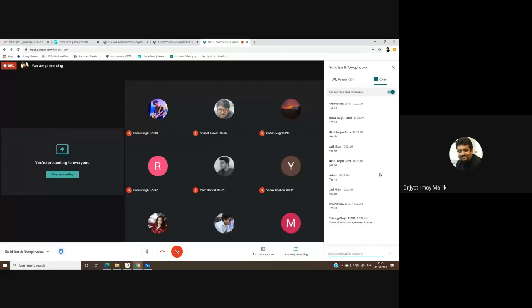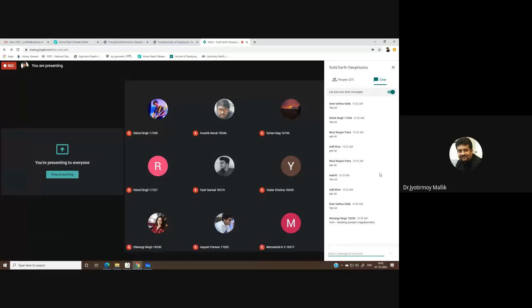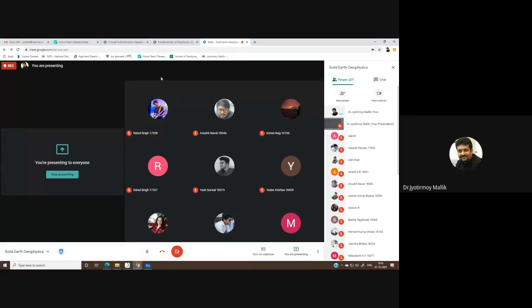High reading sample magnetometer. That's right. Thank you, Shivangi. I forgot about the sample. Okay. Any question that you might have so far?